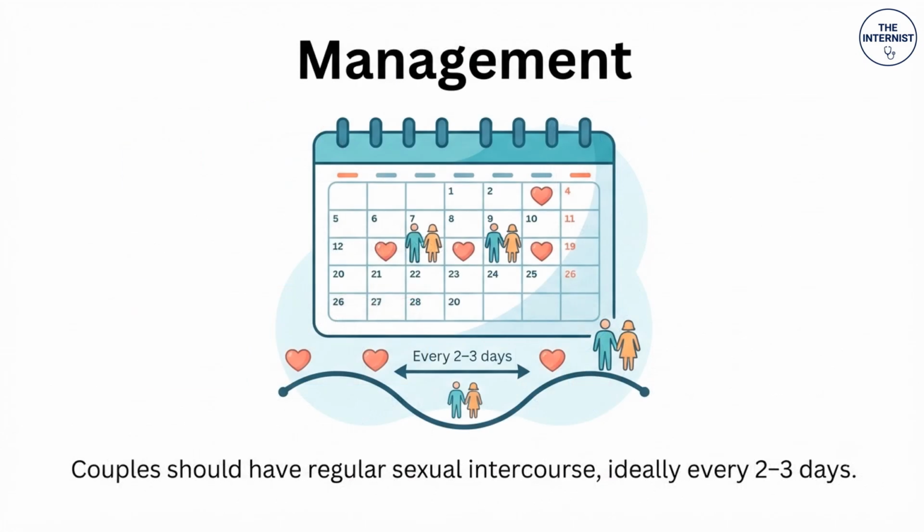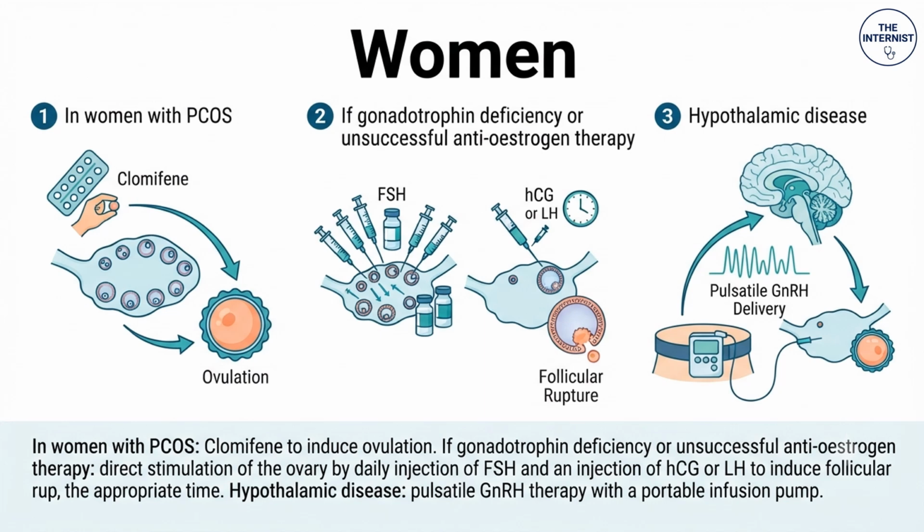Management. Couples should have regular sexual intercourse, ideally every 2 to 3 days. In women with polycystic ovary syndrome, clomiphene is given to induce ovulation. If gonadotrophin deficiency or unsuccessful antiestrogen therapy, direct stimulation of the ovary by daily injection of FSH, and an injection of HCG or LH to induce follicular rupture at the appropriate time. In hypothalamic disease, pulsatile GnRH therapy with a portable infusion pump can be used.